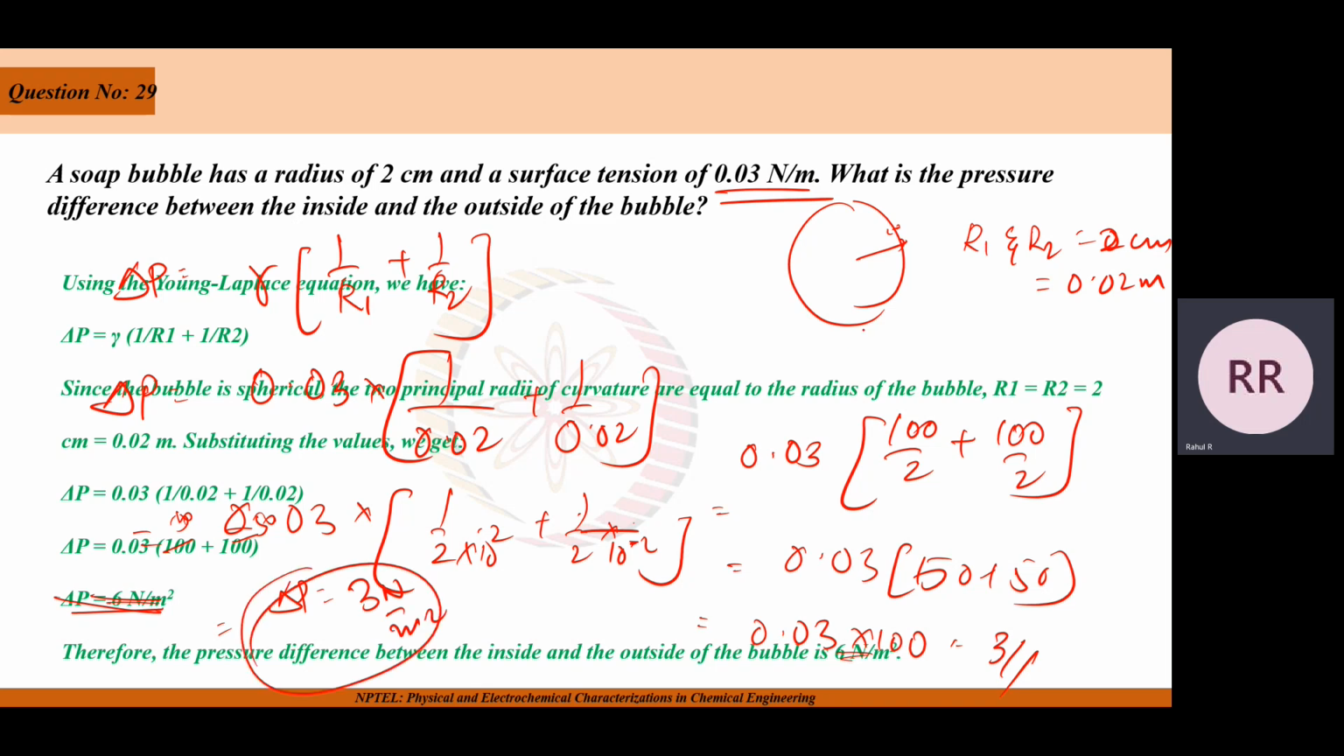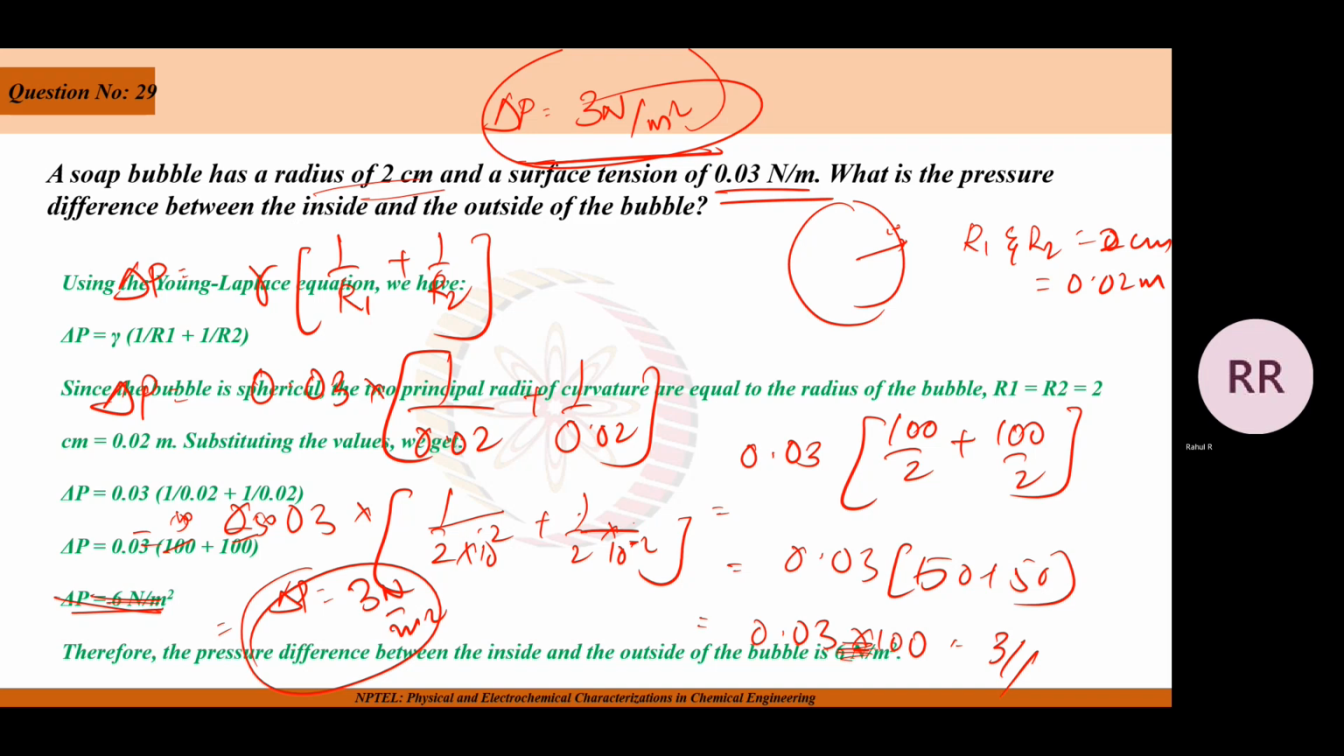Let me substitute these values. Delta P is nothing but 0.03 into 1 by 0.02 plus 1 by 0.02. 0.02 can be written as 2 into 10 to the power minus 2. So the pressure difference delta P is equal to 3 Newton per meter square. Okay, fine. Now let's move forward.